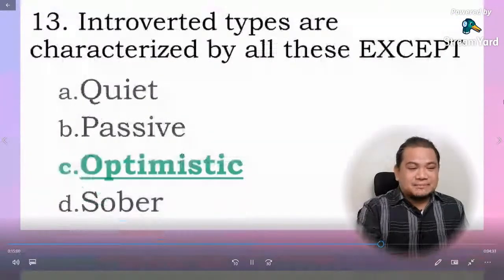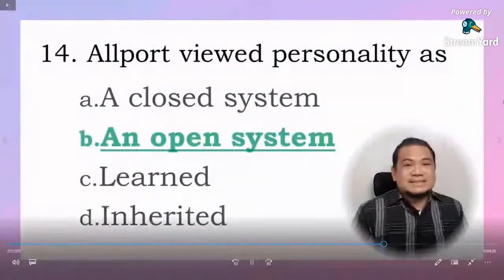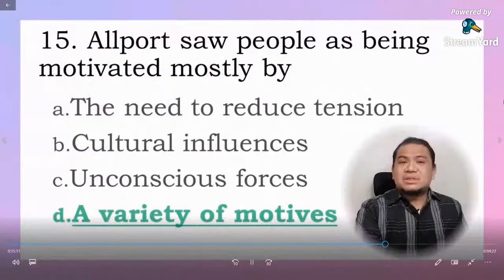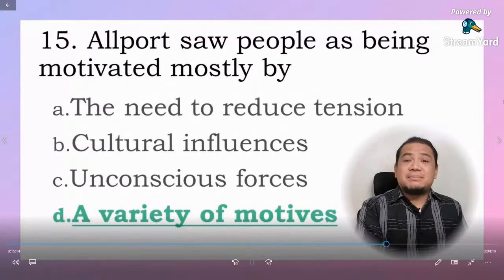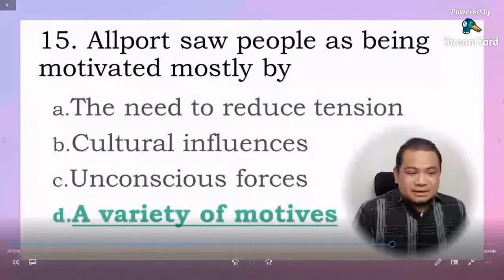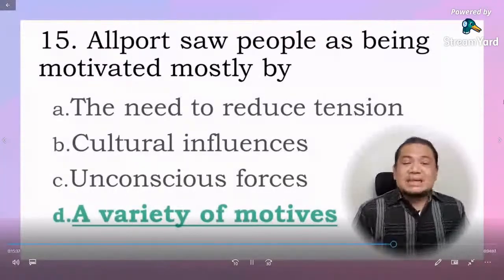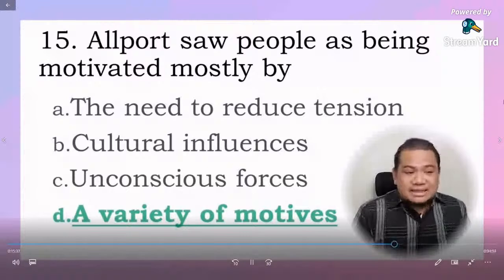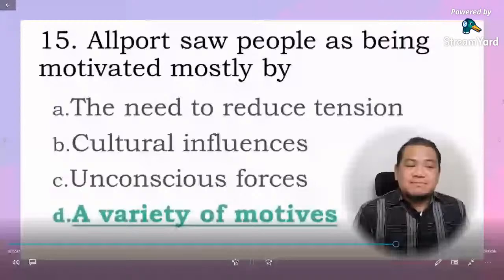Number 14, Allport viewed personality as letter B, an open system. Number 15, Allport saw people as being motivated mostly by, the answer is letter D, a variety of motives. It is a pluralistic theory allowing for motives of many types. On this point, Allport was critical of Freud and his instinct theory, Adler and the single striving for success, and all theories that emphasize self-actualization as the ultimate motive.